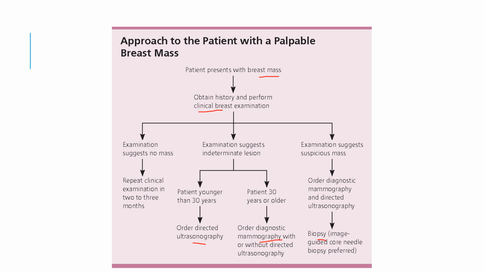So if there is a breast mass, first take a history and perform a clinical examination. If examination suggests no mass, you have to repeat the clinical examination in the near future, like 2 to 3 months. If there is an indeterminate lesion, in young patients go for ultrasonography, in older patients go for mammography. Then if there is a suspicious mass, you have to go for both mammography and a biopsy.